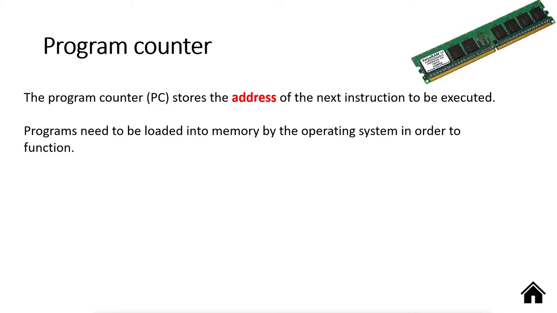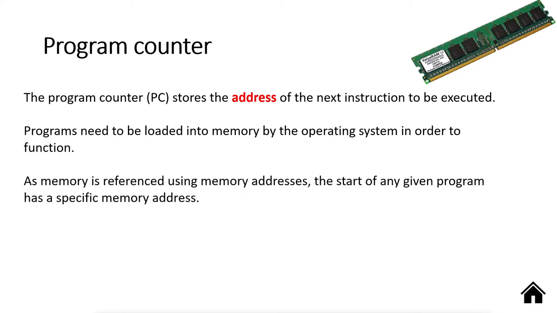So as memory is referenced using memory addresses, the start of any given program has a specific memory address. And the memory address is basically where it's stored on RAM. That's all. So it's not possible to know in advance where exactly in memory a program will be loaded, because things are being swapped in and out of RAM all the time by the operating system. And obviously, more frequently used programs are going to remain in RAM. Less frequently used programs or instructions are not going to be held in RAM as much. And that should make sense to you. Obviously, our most frequently executed instructions are going to be stored in cache memory, because it's even faster than RAM.